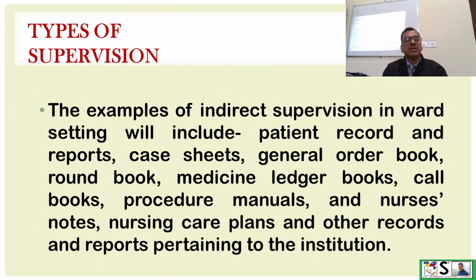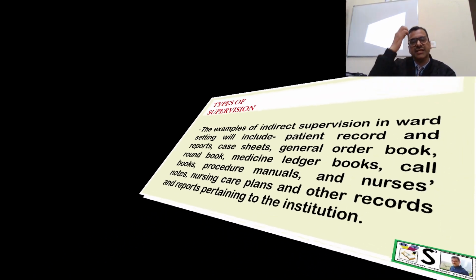Then an example of indirect supervision again in the ward: when we are supervising the staff nurses in the ward, how can we supervise indirectly? By checking the patient's records and reports, case studies, the journal, order book, round book which is maintained in the wards, medicine ledger book, call book, procedure manuals of the staff, nurses' notes, nursing care plans, and other records which are related to that institute. This may be in the wards as well as in the health centers. So we can supervise indirectly.